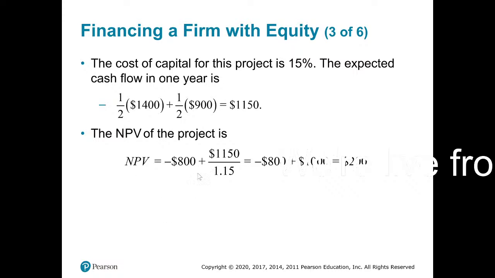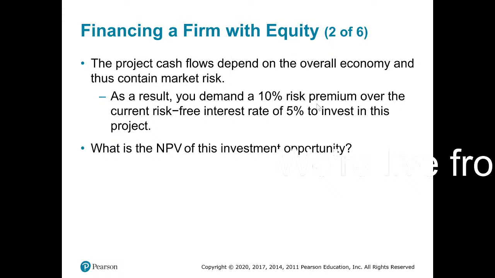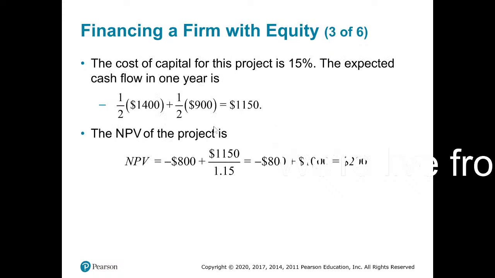That's what we have. So that's a future cash flow 1150, and with that cost of capital 15%. So where is the 15% from? It's a 10% premium plus the 5% risk-free rate. So NPV is 200. So it's better than 0. So the decision is move along with the project. It's a good investment.